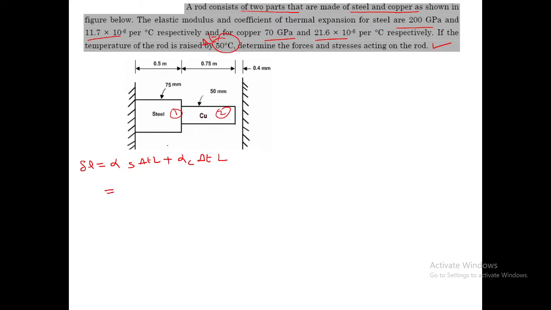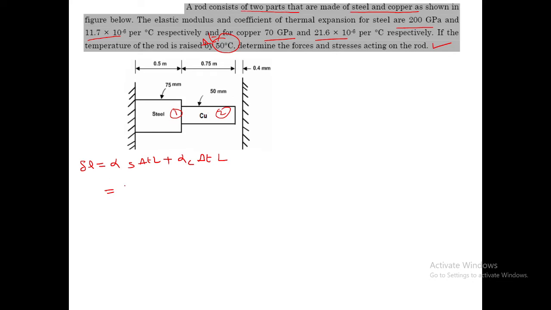This is free expansion, there is no load. There is no reaction, so it is only expansion. The values of α are varying, ΔT is the same, and the length of the rod is also different.